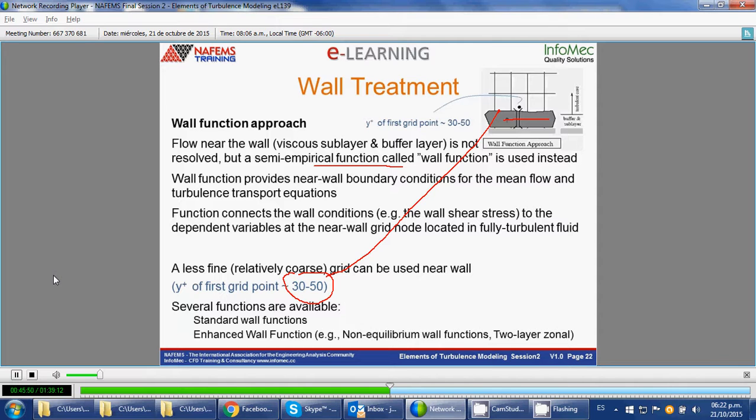And there are many different kinds of functions to put in here. One is standard wall function, enhanced wall function. If you have a non-equilibrium wall function, two-layer zones. There are many different kinds that you could use as well.